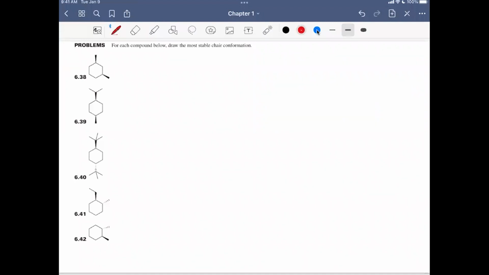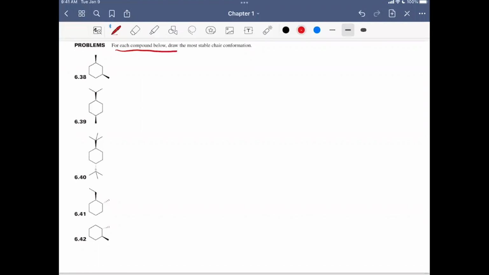Hey guys, this is an additional video if you need more help on chair conformations, and specifically ranking the stability of chair conformations, which will probably be the finale of what you'll have to do with chairs. It's not a very long section in organic chemistry. So let's go through each of these.